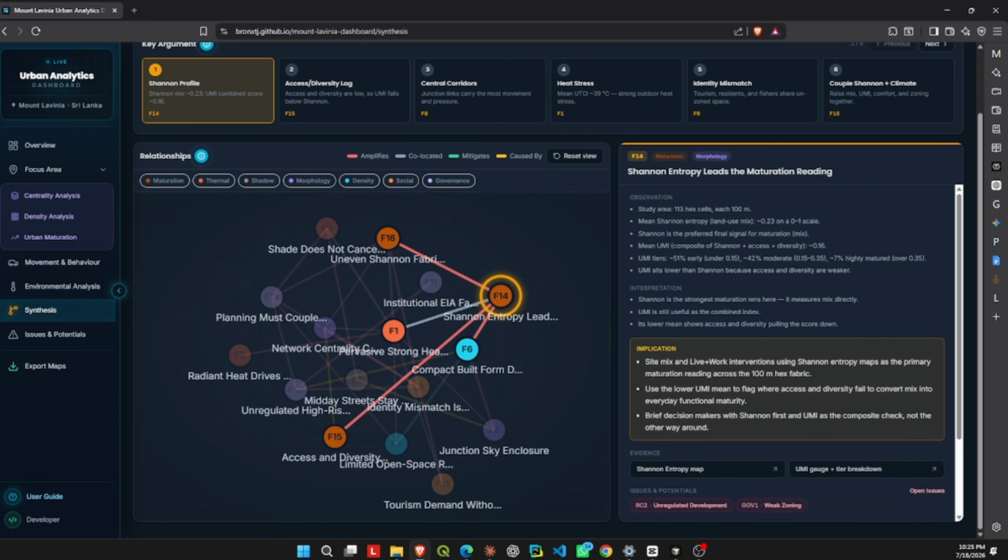The fourth one is heat stress. We saw that approximately 90% of cells are hot, with strong heat exposure.